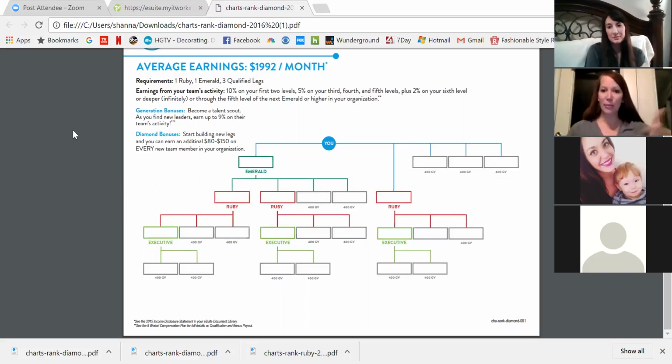Because that person didn't build themselves to Ruby, so they didn't put in the blood, sweat, and tears to get there. And hopefully that's making sense. I don't know, Shanna, if that. Well, the other thing is that whenever you place people underneath people and they're not the enroller, they don't make as much money on that either.